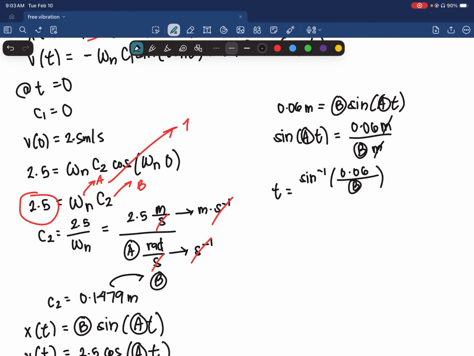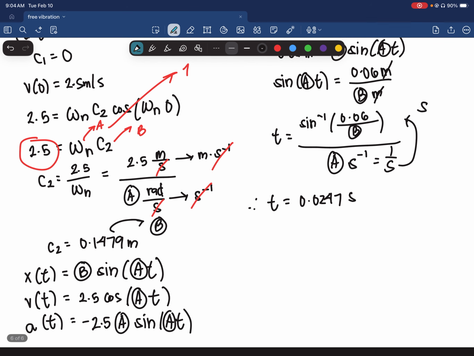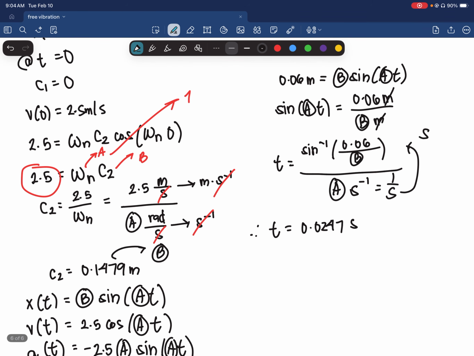Or if nakuha mo na yung value dito, pwede mo na siyang store, tapos ilagay mo na lang dito yan. And this is over A, siya ay nakarad per second, so that is inverse sine. And siya ay 1 over second, marireciprocate magiging second. So, tama siya with time. So, therefore, yung ating time, that is equal to 0.0247 seconds approximately. And ito yung ating A, di ba?